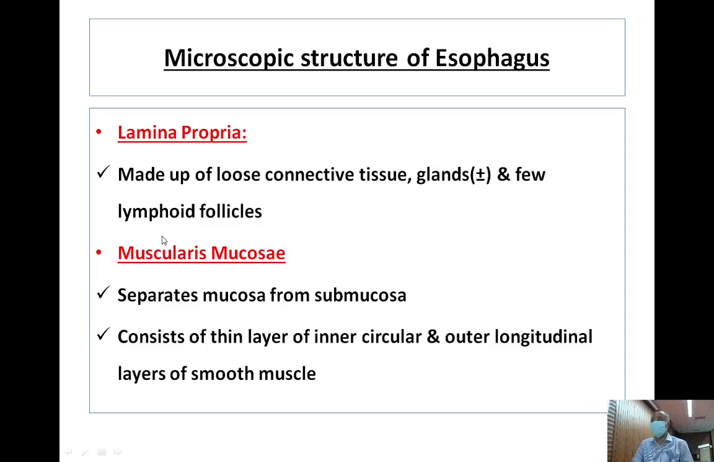Then outer to the lamina propria, we have the muscularis mucosae or muscularis interna. Interna means it lies inside, that is why interna. Another is the outer one, the muscularis externa. It separates from the submucosa, and consists of a thin layer of inner circular and outer longitudinal layers of smooth muscle. Here it is smooth muscle. Mind it, smooth muscle. So inner circular, outer longitudinal.